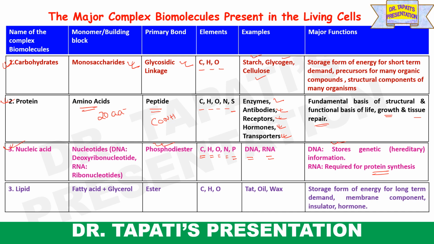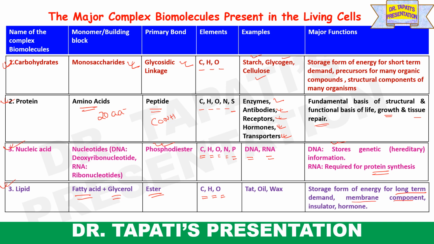The fourth important complex biomolecule is lipid, which is made up of fatty acid and alcohol like glycerol. In between fatty acid and alcohol, ester bond is present. Primary elements are carbon, hydrogen and oxygen. Less oxygen, more carbon and hydrogen. Oil, wax, fat, these are examples of lipid. Now, this is the storage form of energy for long-term energy demand.